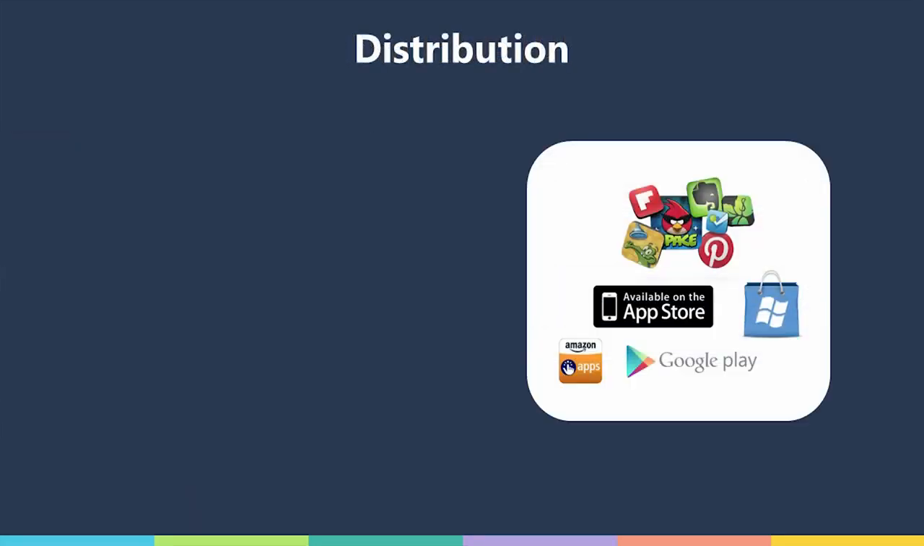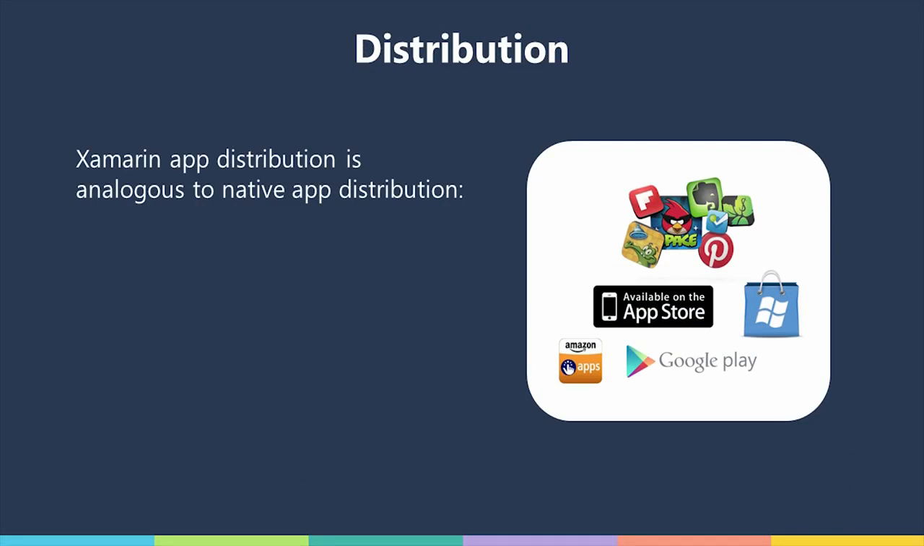As for distribution, Xamarin apps are 100% native. Xamarin output is nearly identical to native output, and distributing is analogous. iOS apps are released in the App Store.